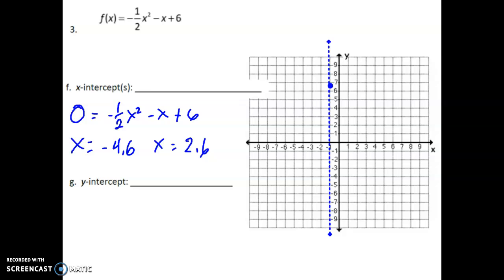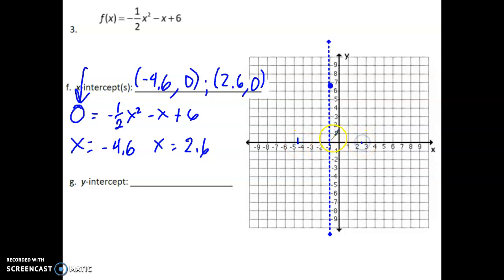So my x-intercepts, I'm going to write those like points. The x value is what I found on my calculator. The y value is what I substituted in to start with. All right, so there's my x-intercepts. And you can go ahead and put those on your graph. Here's -4.6. And over here is 2.6.